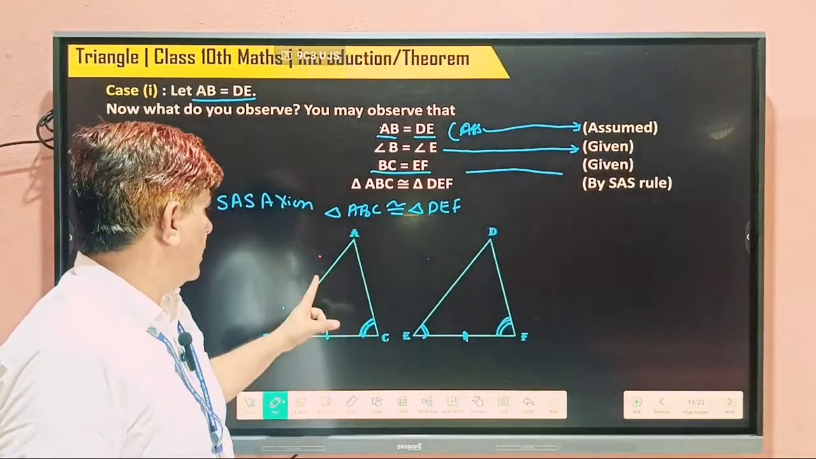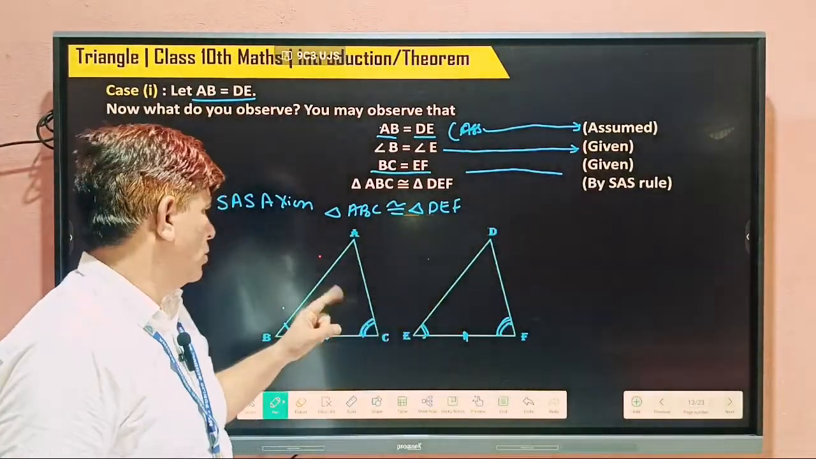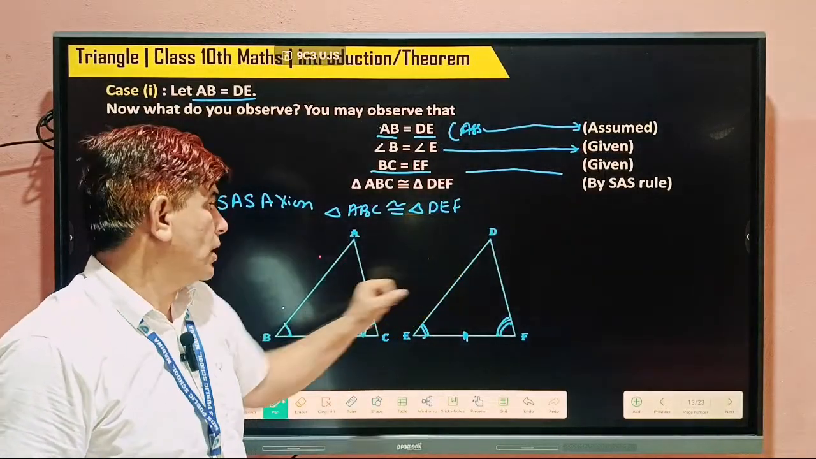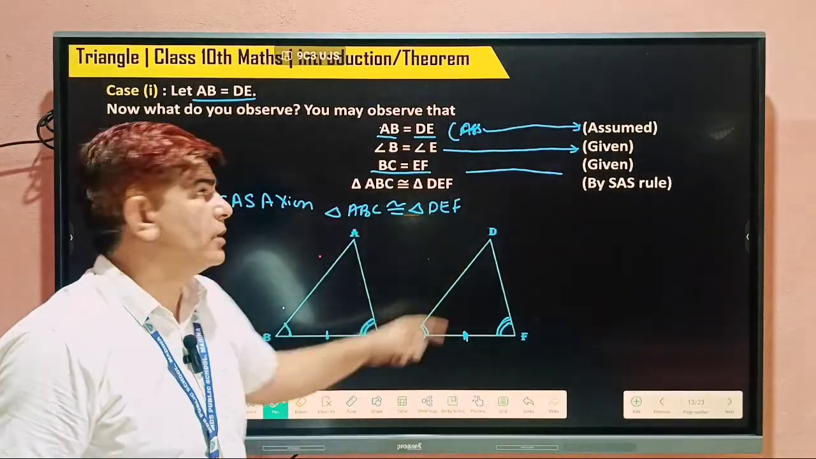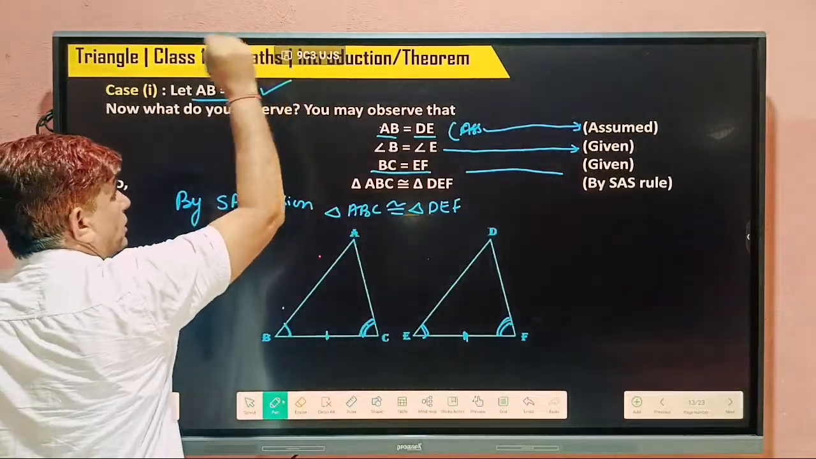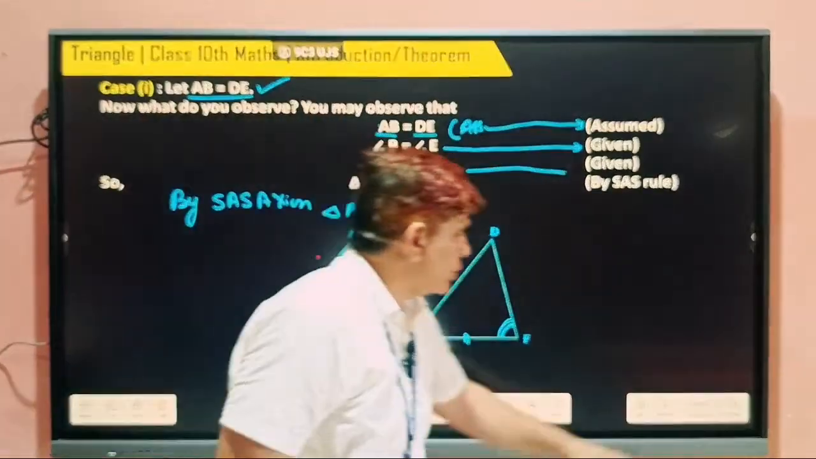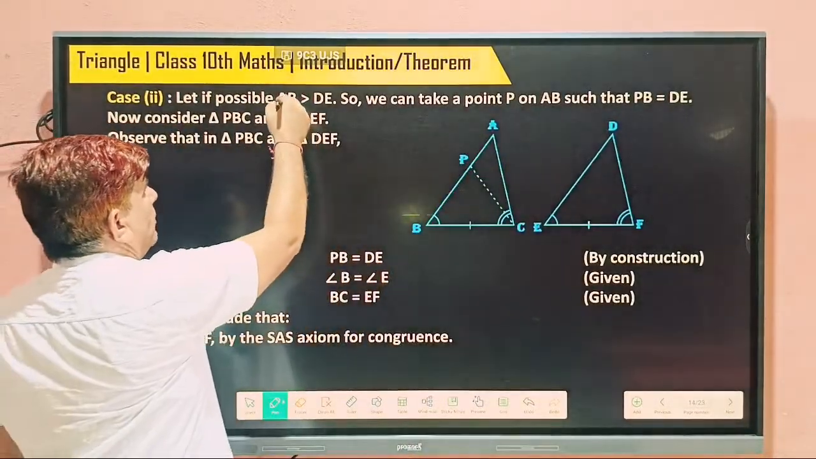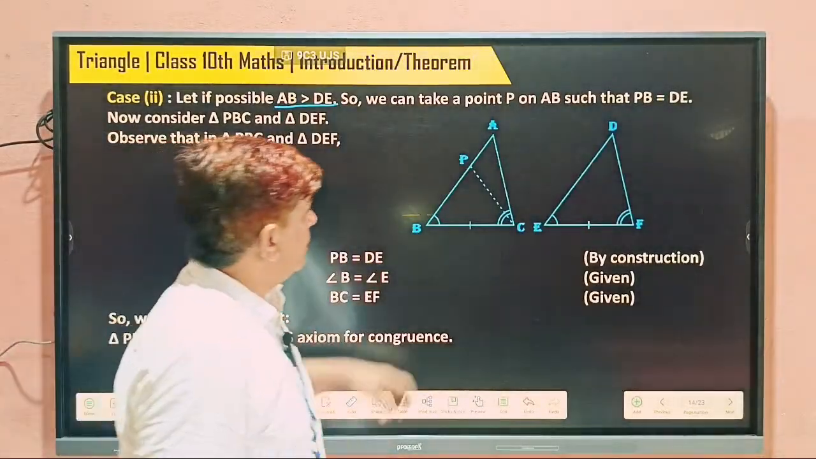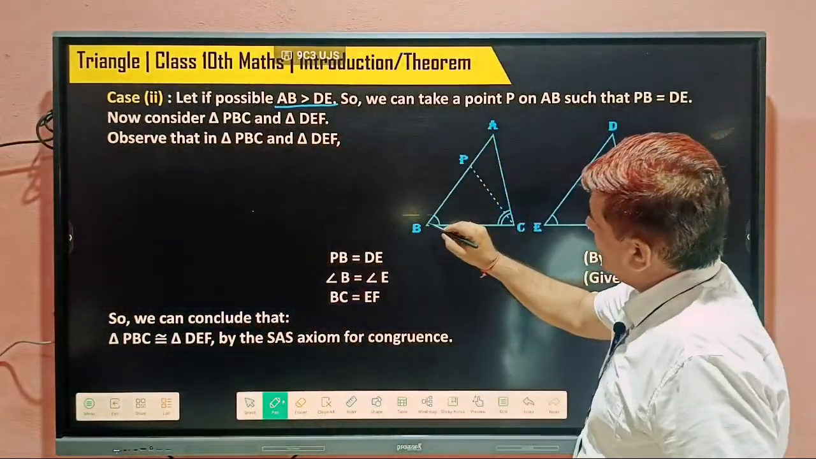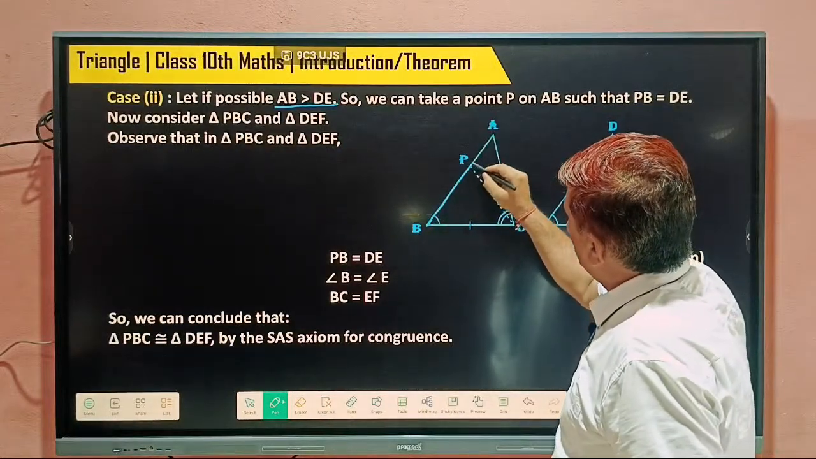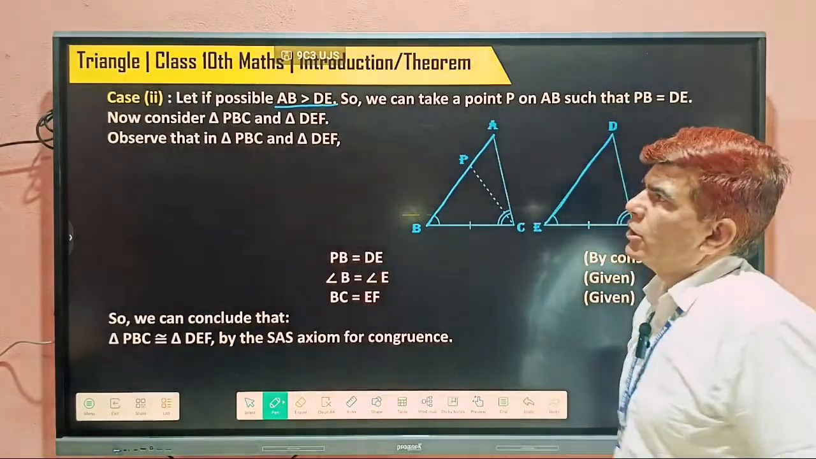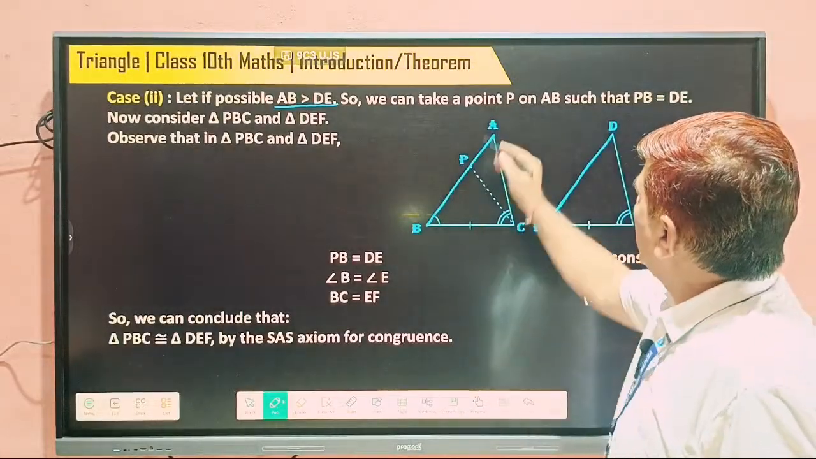So what's the possibility? Either this side equal to this side or this side is less than this side. Understood? Third case, this side is greater than this side. So the first case we have taken when both are equal. Understood? Second case, let it be possible. We are saying AB is greater than DE. This AB is greater than this DE. Understood? So we can take a point P.